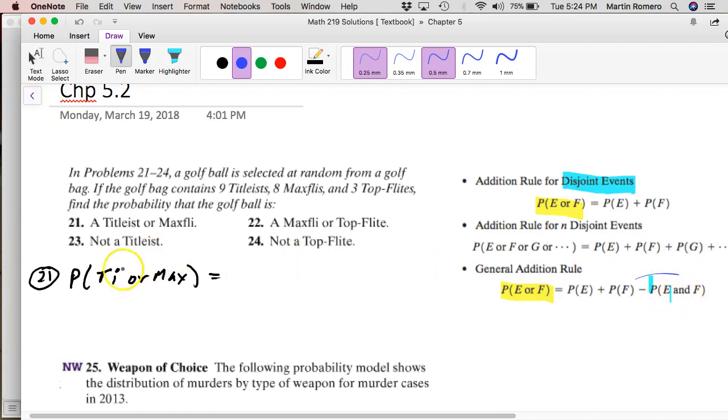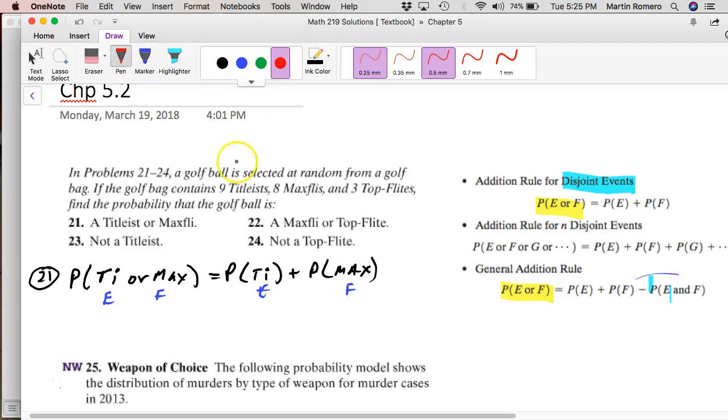You can't select both those balls at the same time. It's one or the other, so we don't have an AND event to worry about. So these would be disjoint events, selecting a Titleist or a Maxfli. In this case, this is like your E, and this is like your F. So you're really calculating the probability of getting a Titleist plus the probability of getting a Maxfli. That's the way you're going to look at these first ones, E and F. And then you just substitute to find those calculations.